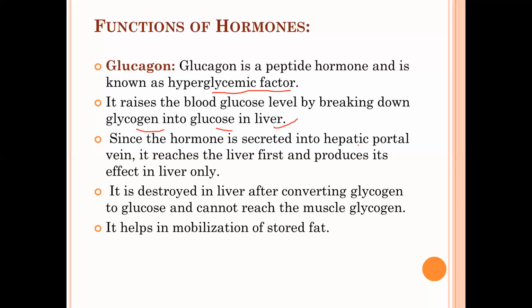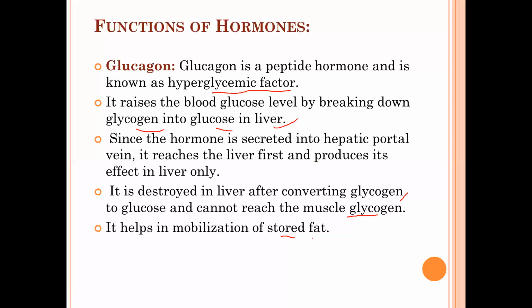Since the hormone is secreted into the hepatic portal vein, it reaches the liver first and produces its effect in the liver only. It is destroyed in the liver after converting glycogen to glucose and cannot reach the muscle glycogen. That means it will not convert the muscle glycogen, but only the glycogen found in the liver. It is also helpful in mobilization of the stored fat. If there is any stored fat, it will also get mobilized, and it will not accumulate in one particular area. And during severe conditions, the fat can also be converted into glucose.